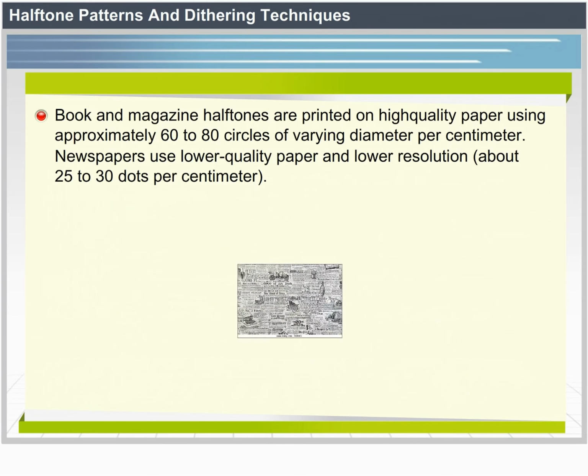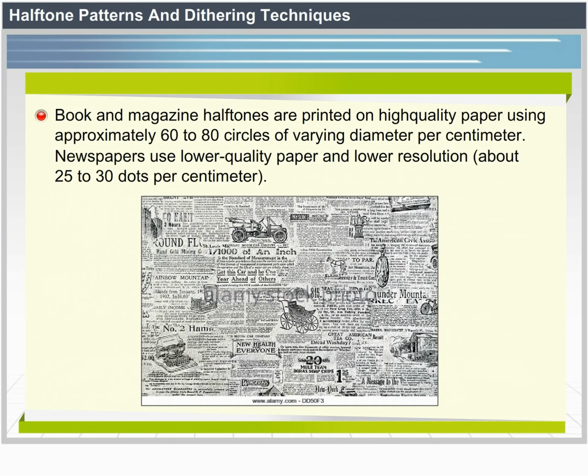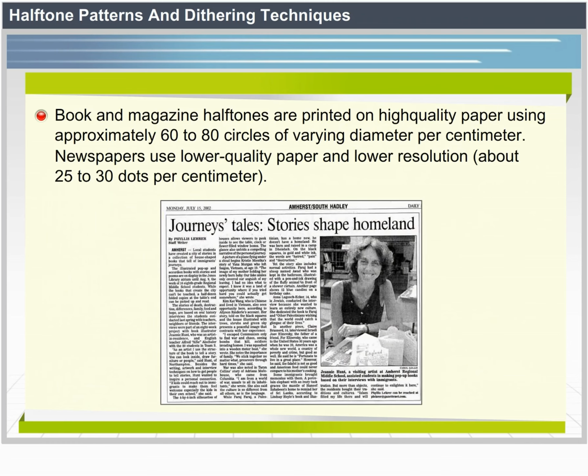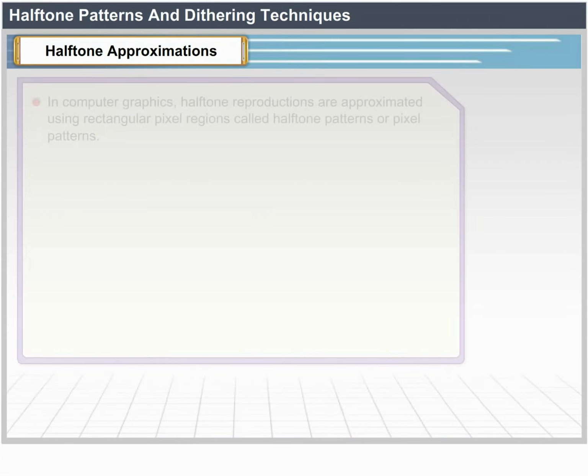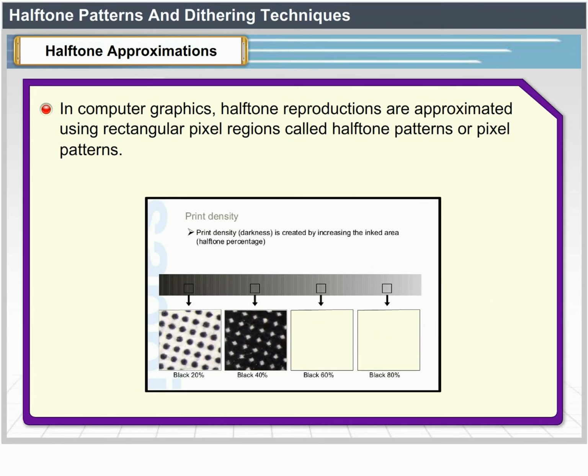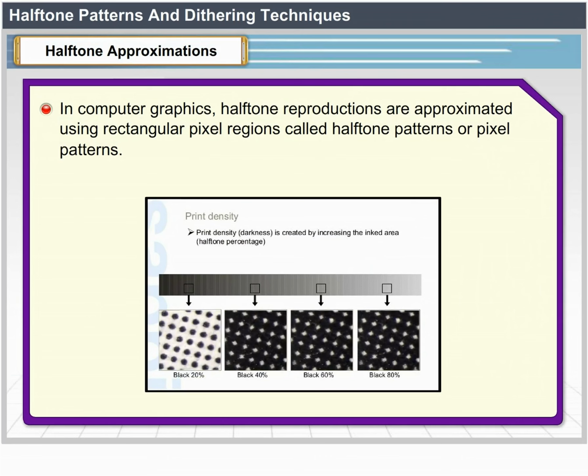Book and magazine halftones are printed on high-quality paper using approximately 60 to 80 circles of varying diameter per centimeter. Newspapers use lower quality paper and lower resolution, about 25 to 30 dots per centimeter. Halftone approximations. In computer graphics, halftone reproductions are approximated using rectangular pixel regions called halftone patterns or pixel patterns.